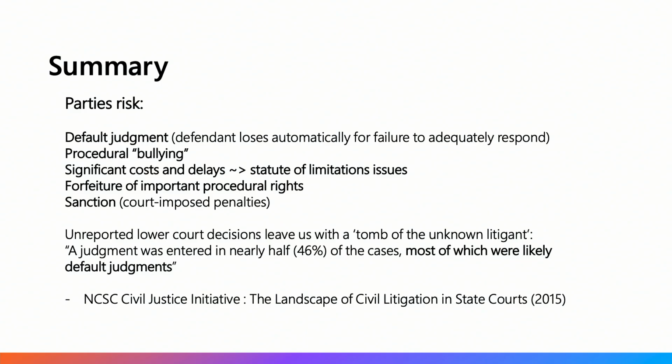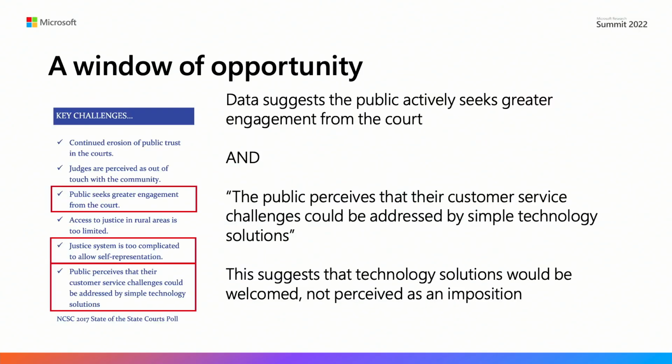If you don't know about these procedural rights you have and you don't know how to exercise them, you're probably going to forfeit them accidentally. You might get sanctioned by the court. So entries of default judgments are actually fairly common. Because we don't have really good semantic tagging of data from courts, it's sometimes difficult to even really suss out exactly what the statistics mean.